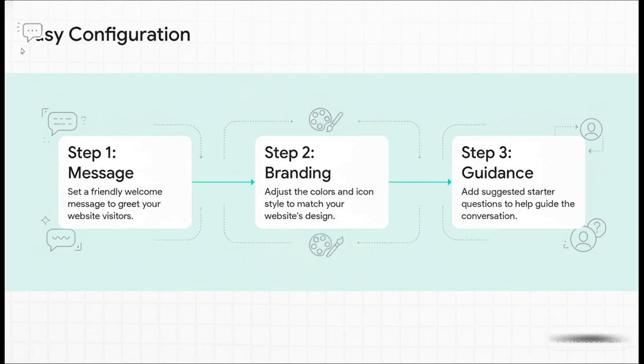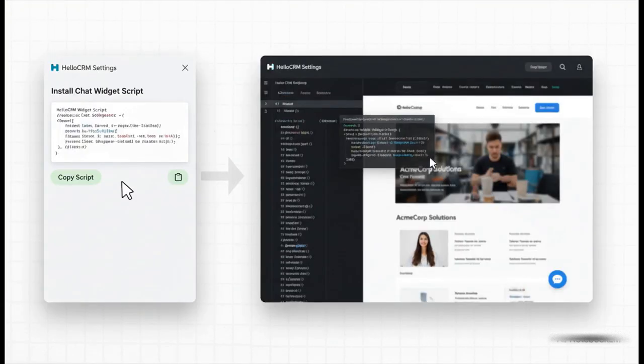And the setup itself is super straightforward. It's really just 3 simple steps. First, you'll set a nice, friendly welcome message. Then you can tweak the branding and colors so it matches your site perfectly. And finally, and this is really helpful, you can add suggested starter questions to kind of help guide the conversation right from the get-go.